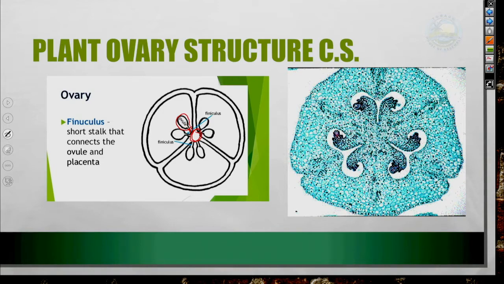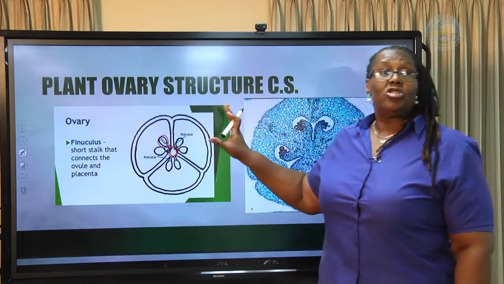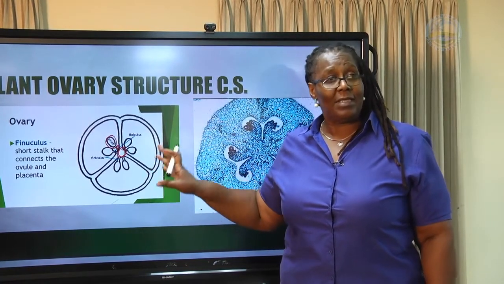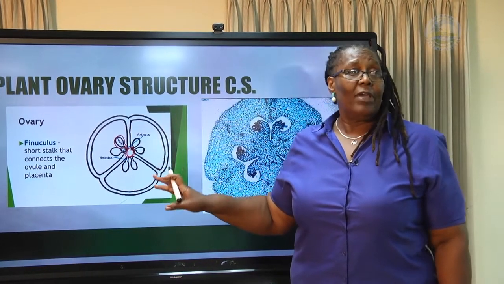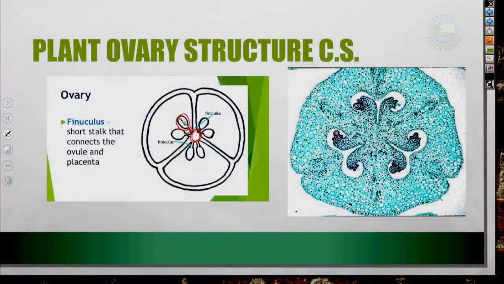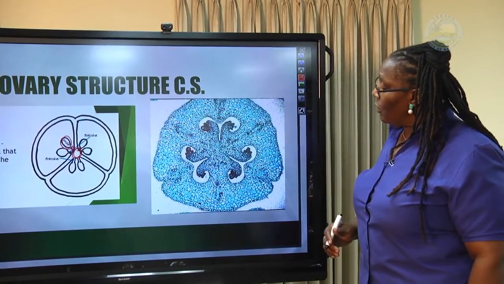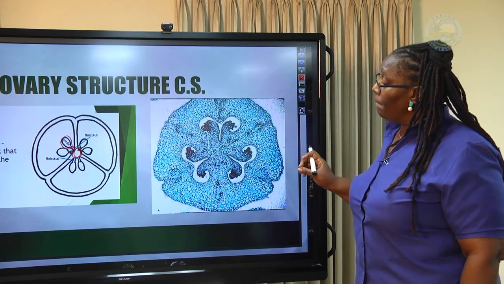So again, the reason why I brought this out, you need to be able to draw this. Your syllabus states that you must be able to draw a cross-section of a plant ovary and label and annotate the various parts. This here, of course, you can actually see is a structure and micrograph, and you're actually seeing the particular cells that are present here. Good?